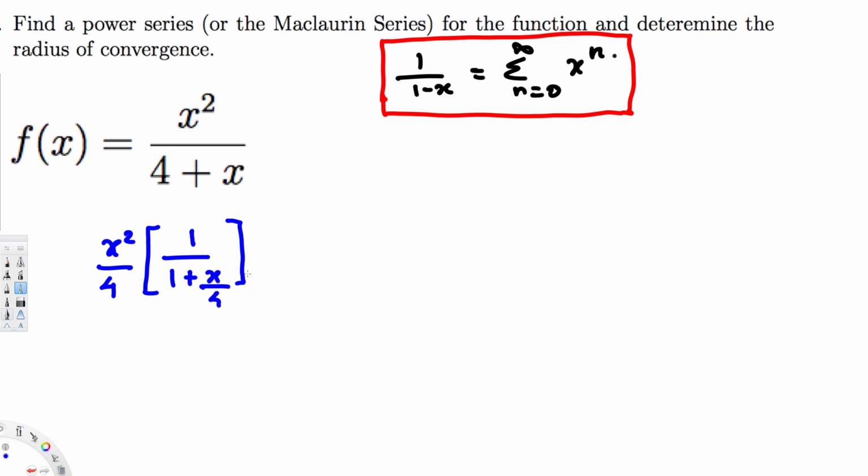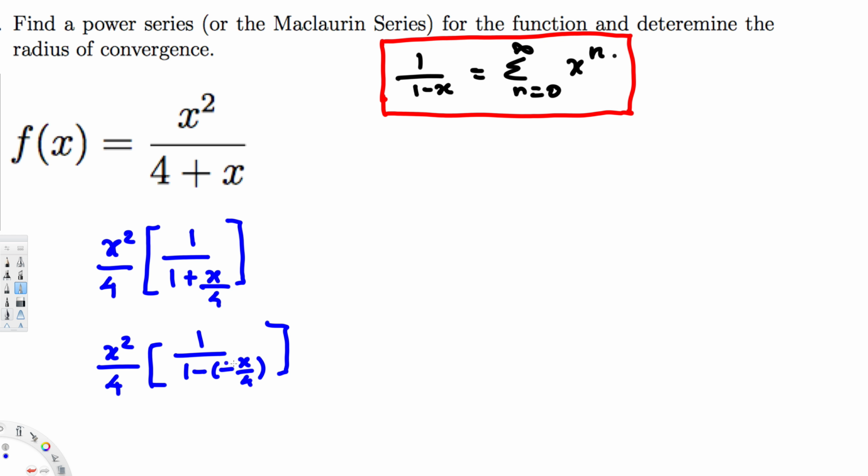Now here if you notice, we have minus, but we don't have that one. We don't have a minus. So we have to have a minus in order to convert this pattern. Now to get that, what we do is x square divided by 4, 1 over 1 minus negative x over 4. This is the same thing, because minus minus is plus. Now this is the same thing.